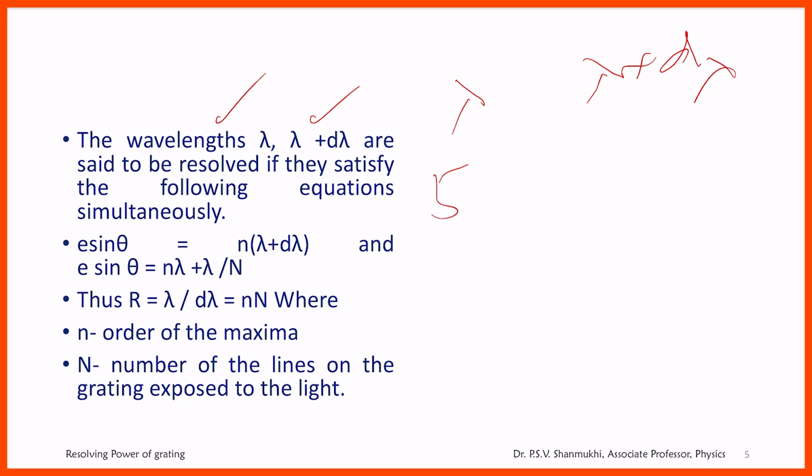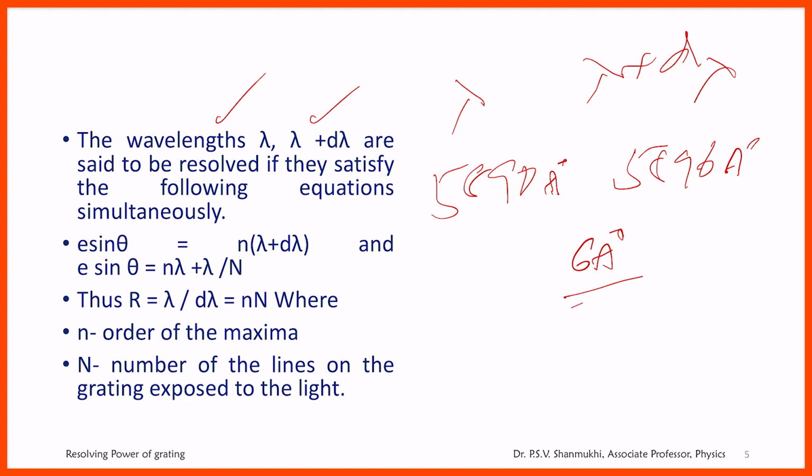One is 5890 angstroms, the other is 5896 angstroms. So what is d lambda in this case? 6 angstroms. It is a very small difference. With our eye we cannot identify that.